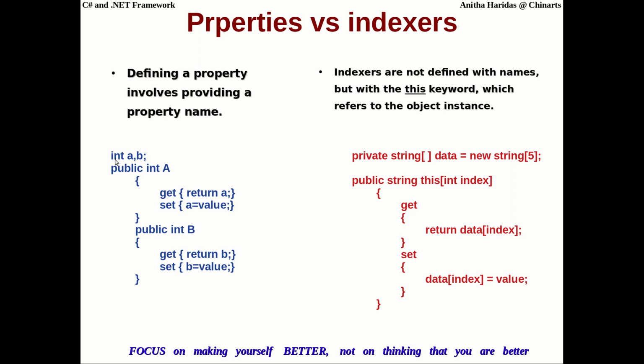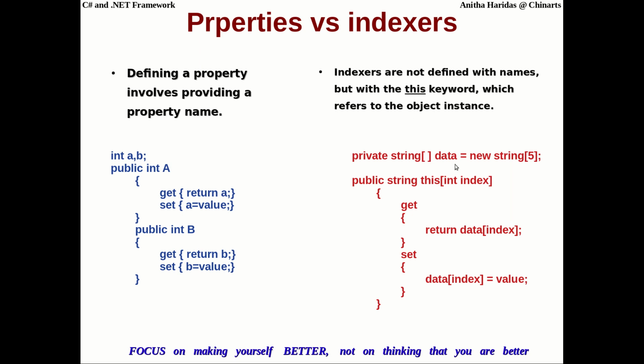I have two private members. For manipulating these private members, I declare two properties and you give a property name called capital A for managing small a and capital B for manipulating small b. So you define a property using a property name, whereas indexes are not defined with the names but with the this keyword, which refers to the object instance.